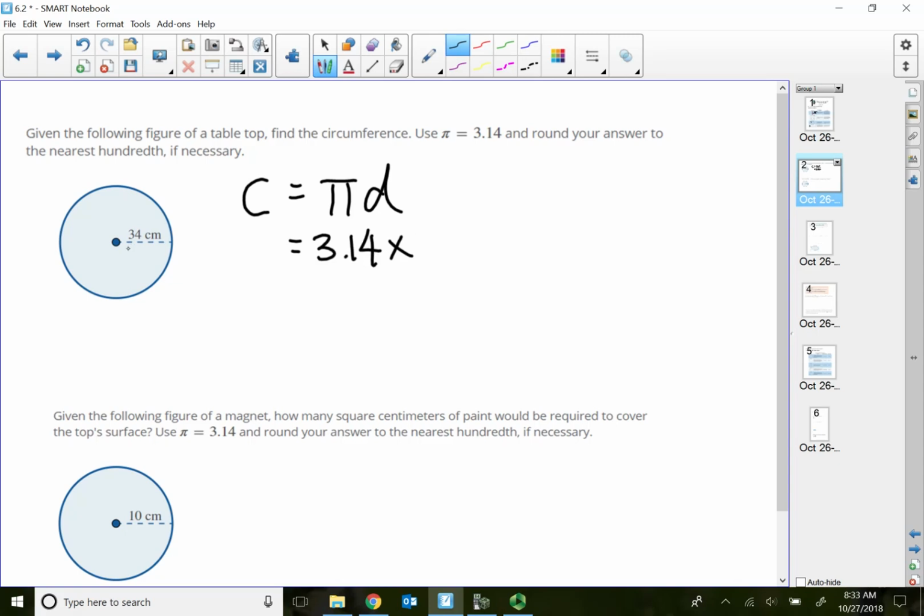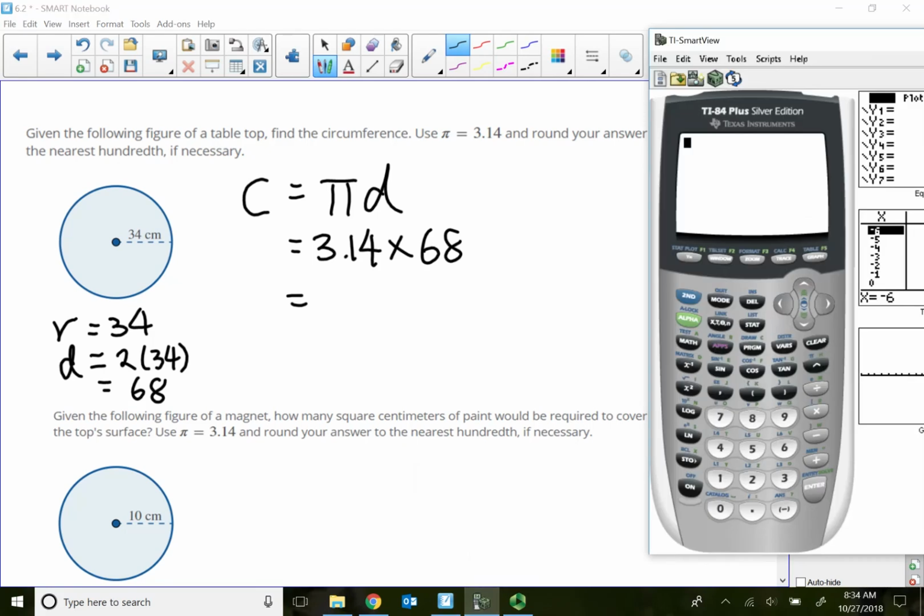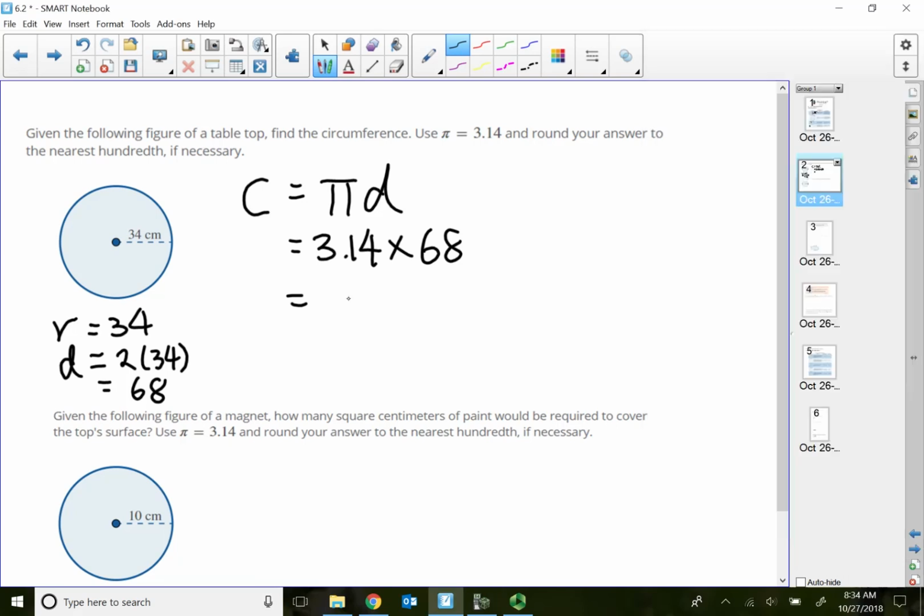Whenever we're dealing with a circle, you have to know what the problem gives you. From the center to any point on the circle, the 34 centimeters is my radius. The diameter is actually made of two radii, so that will be 2 times 34, which gives me 68. So pi times my diameter of 68. Round to the nearest hundredth: 3.14 times 68 will be 213.52.